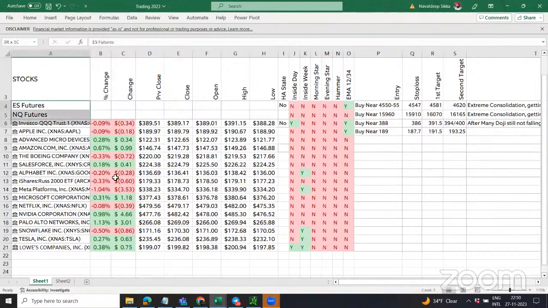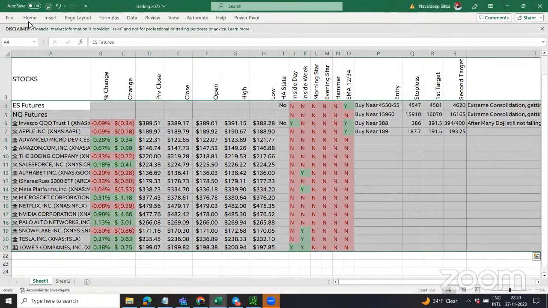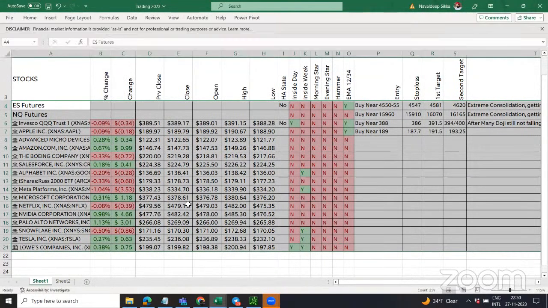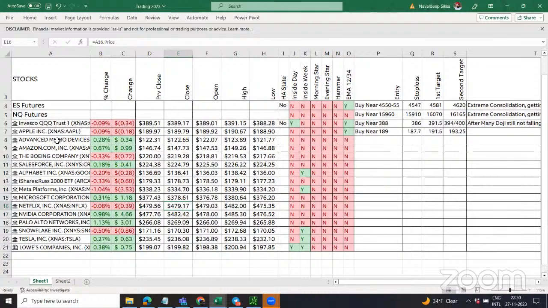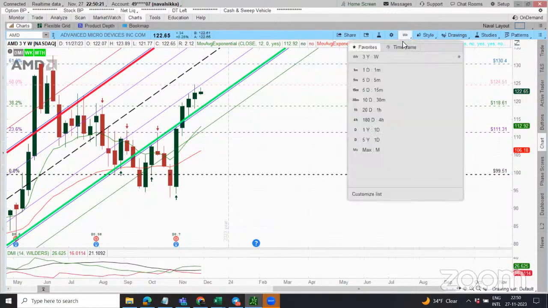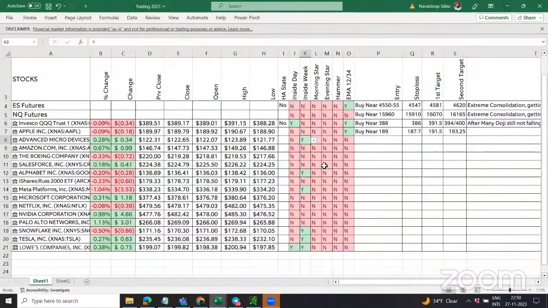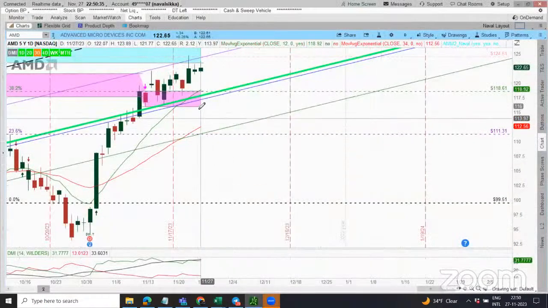I need to just make these lines a little clearer. Let me add border. So AMD is now inside week. 12 EM is solid. On daily candles, it's solid. So 12 EM is yes. So everything is solid. Inside week, 12 EM is solid. Why should I short it?